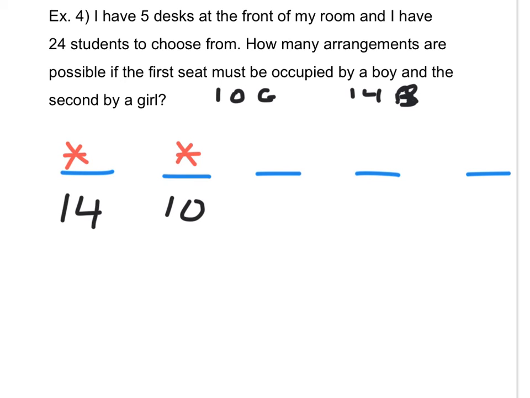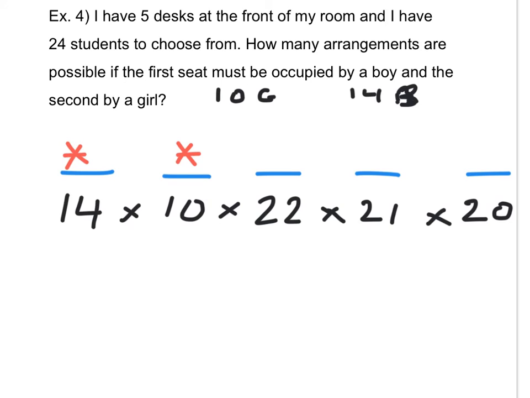Okay? So now, seat 3, 4 and 5 can be girl or boy, it doesn't matter. So how many options have I got for the third seat? Well, how many are there in the class in total? There's 24. How many of them have I used? I've used 2 already. Okay? So that means I have 22 options for this, 21 options for this, and 20 options for that. Multiply, multiply, multiply, multiply.